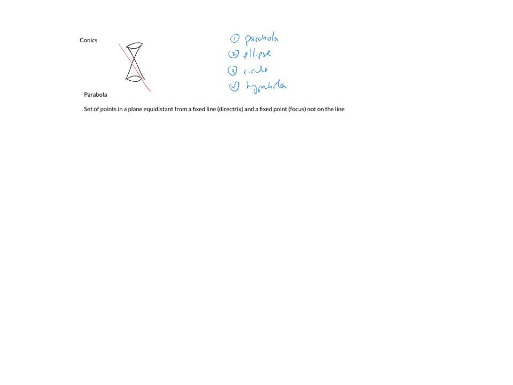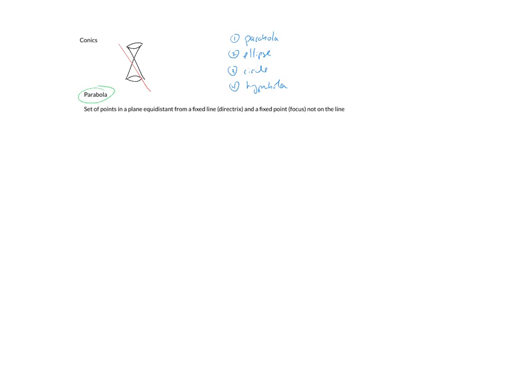So to get started, we'll talk about the parabola. The definition of a parabola is the set of points in a plane equidistant from a fixed line. That fixed line is called the directrix, and a fixed point called the focus, and that fixed point is not on the directrix. So there's the definition.